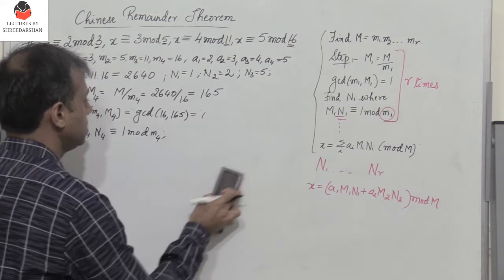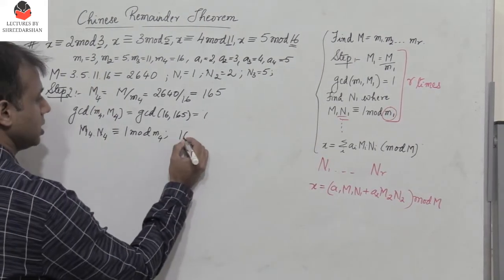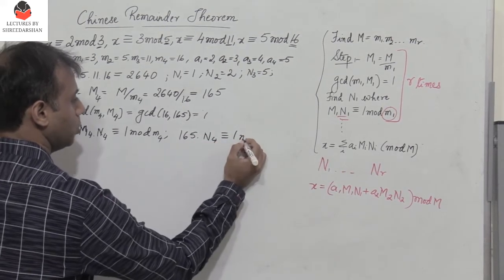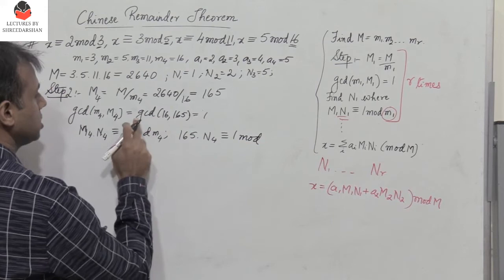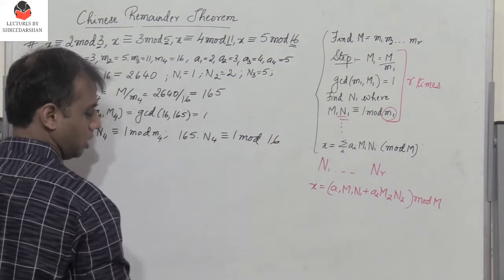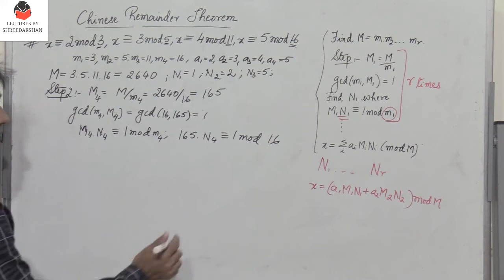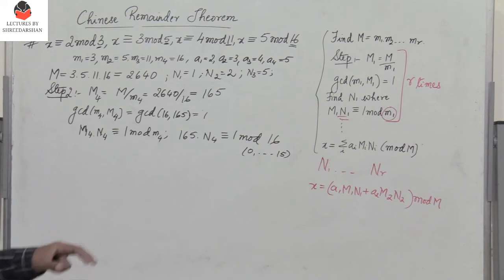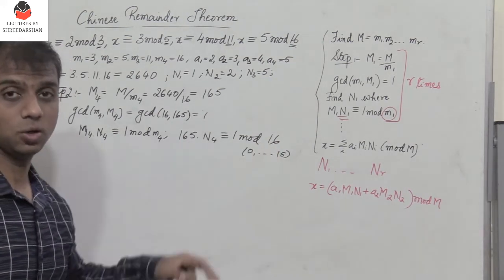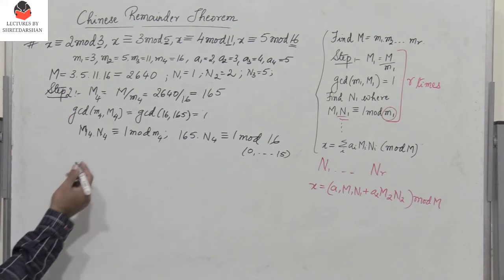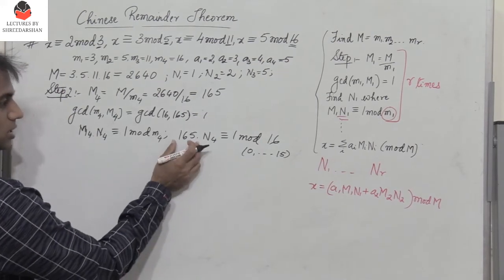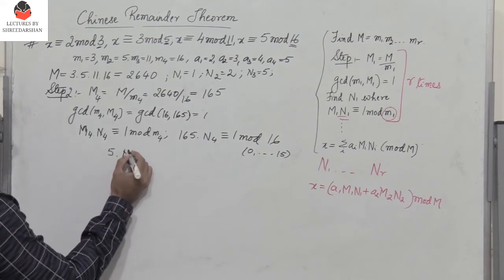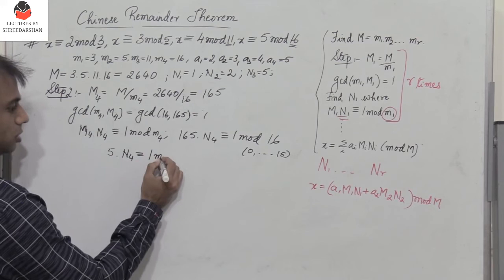So now what happens to this? I have n4, where 165 into n4 should give me 1 in mod m4. What is m4? m4 is 16. Since we are operating in mod 16, the valid numbers vary from 0 to 15, isn't it? So express 165 in mod 16. 165 in mod 16 is 5. You divide 165 by 16, we get 5 as the remainder. So 5 into n4 is congruent to 1 mod 16.